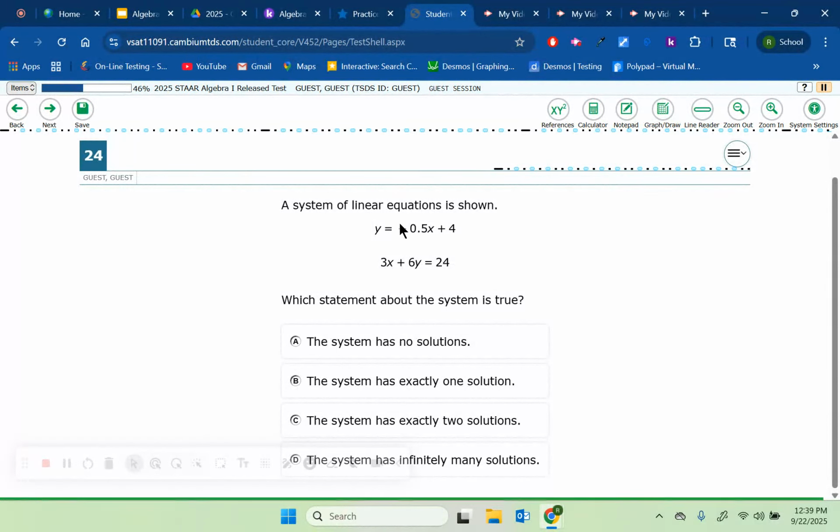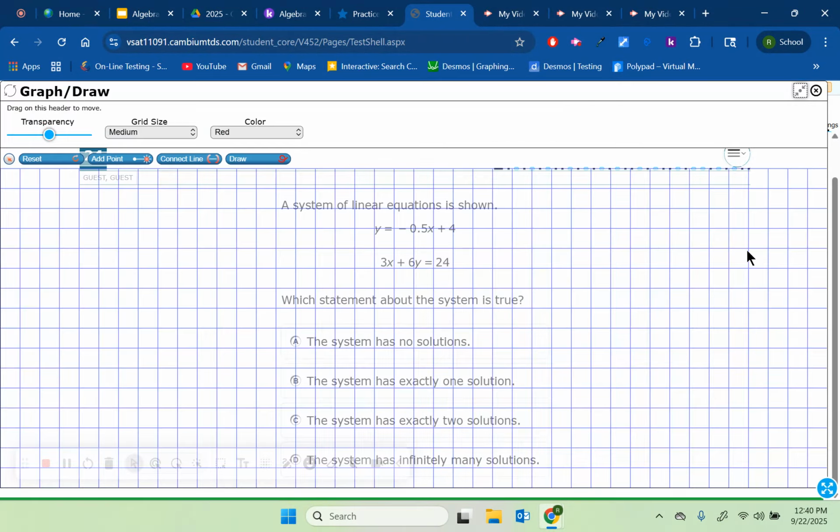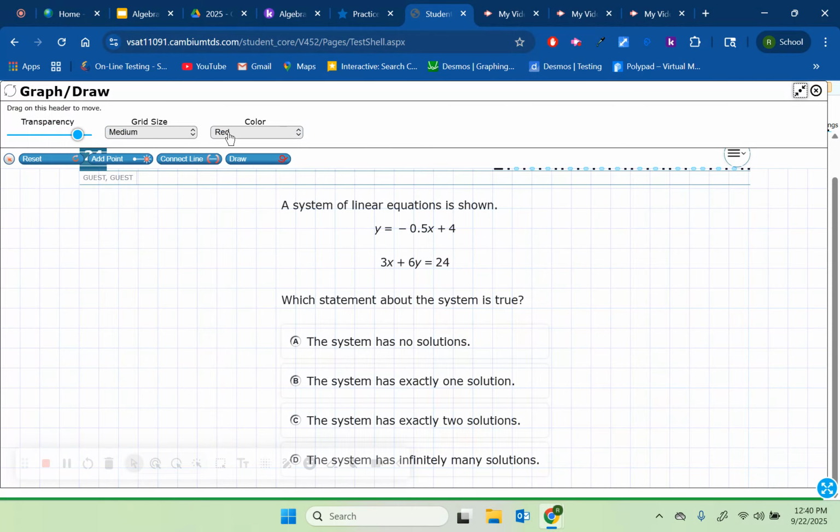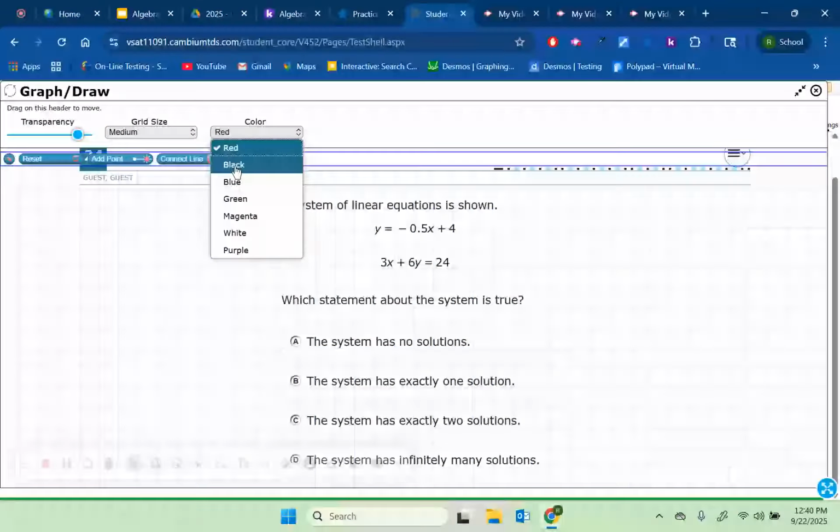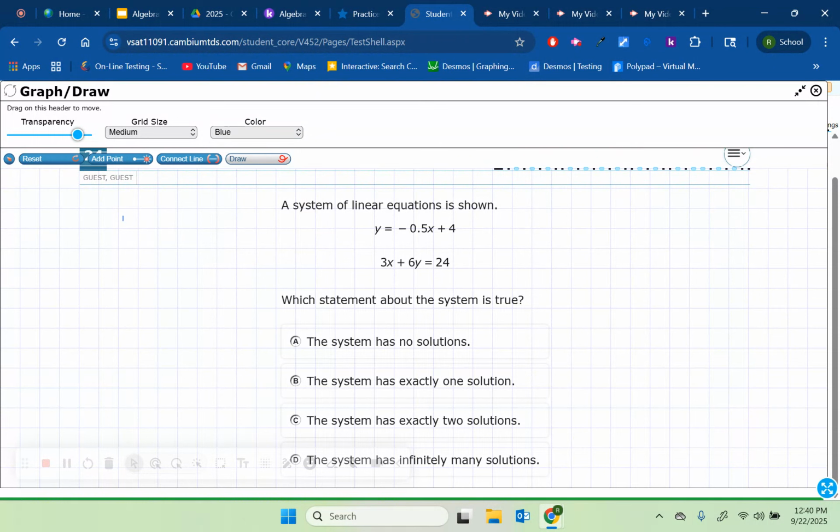All right, so there's a system of linear equations on this one. And so which statement is true? This guy has no solutions, one solution, two solutions, infinitely many. What does that mean? It means this. If I graph this guy, it's just different colors. Go with blue. If I graph this guy and I get the two parallel lines, that has no solutions.